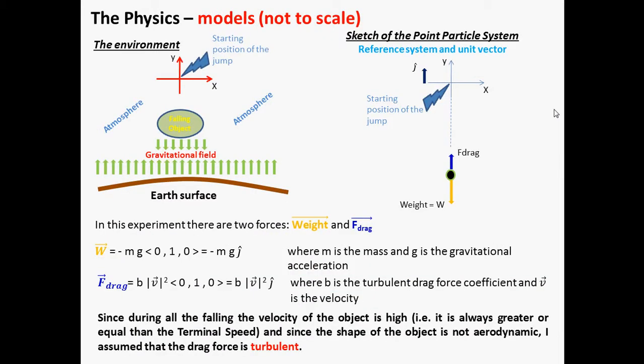This is the physics model with the reference system and the unit vector j hat. There are two forces acting on the object: the drag force that is pointing opposite to the motion, and the gravitational force, that is the weight, that points towards the center of the Earth. The assumption is that the drag force is turbulent.